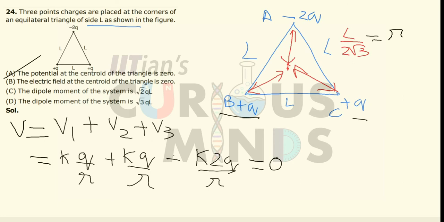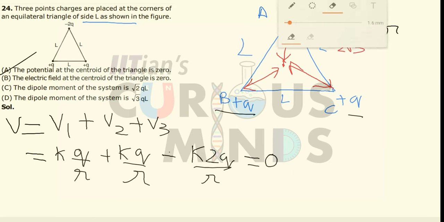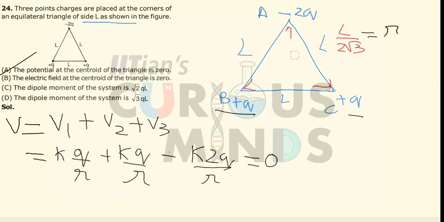Now we have to find out the electric field. In order to calculate the direction of the electric field, I will erase this potential first. In which direction will the electric field act? For the negative charge, at the centroid the electric field will act in this direction. Due to the positive charge it will act in this direction, and due to this positive charge at B, it will act in this direction.